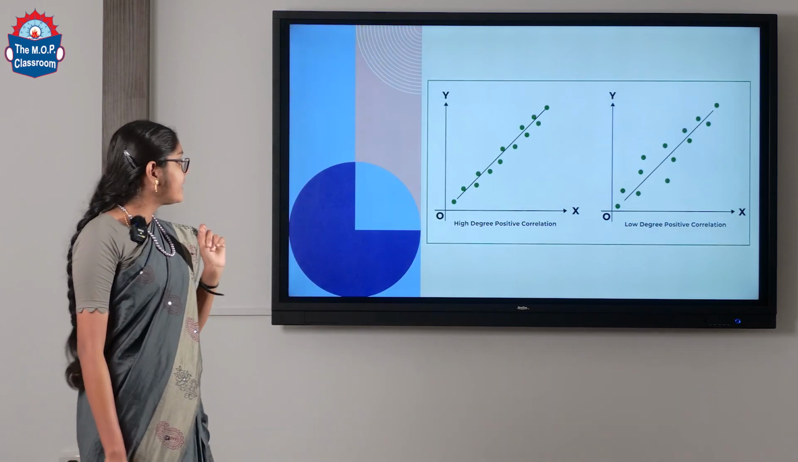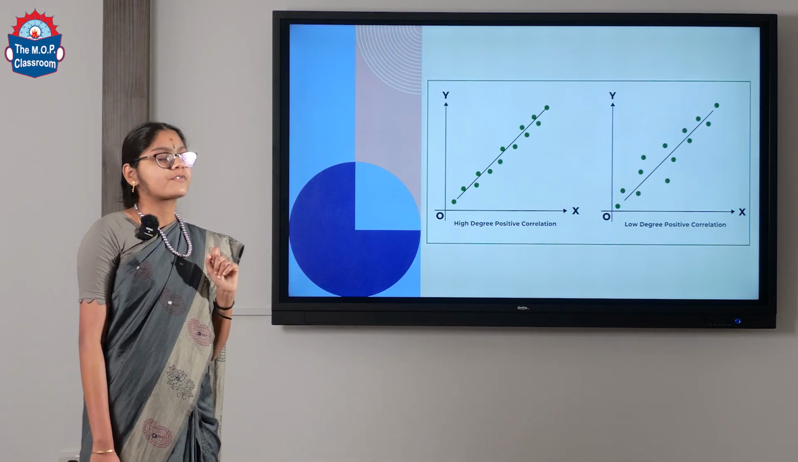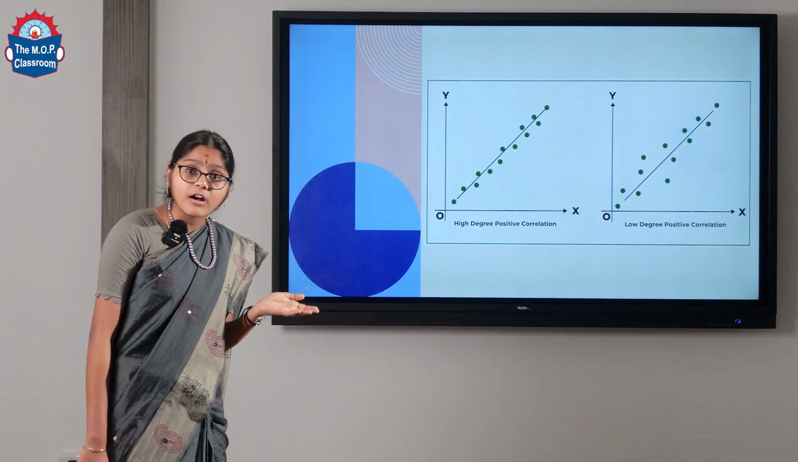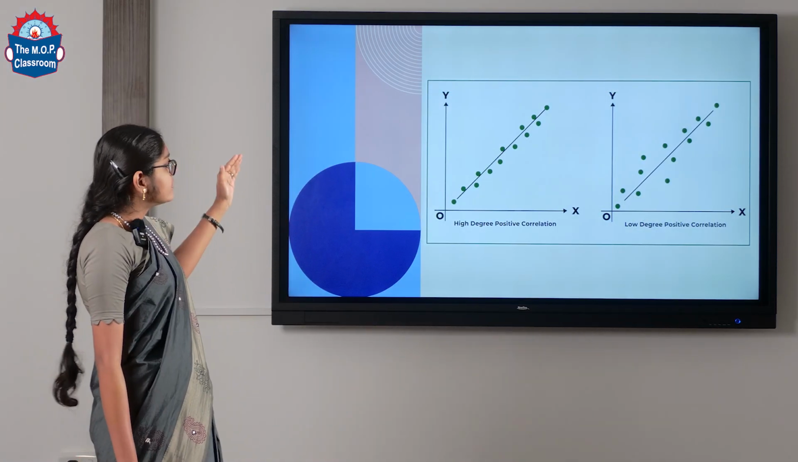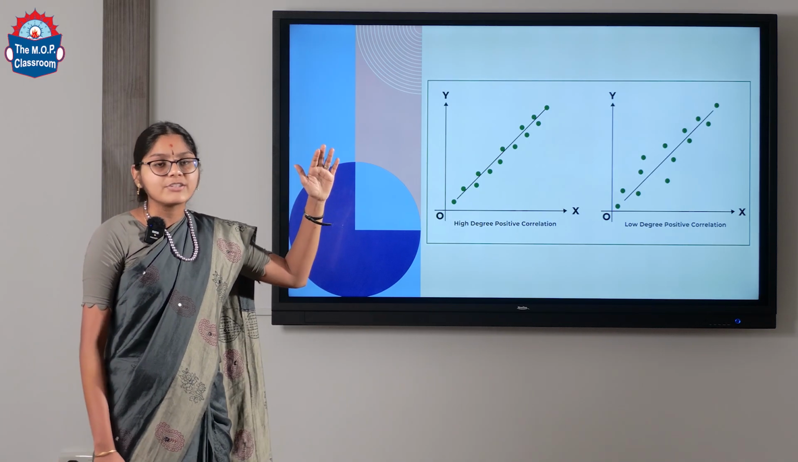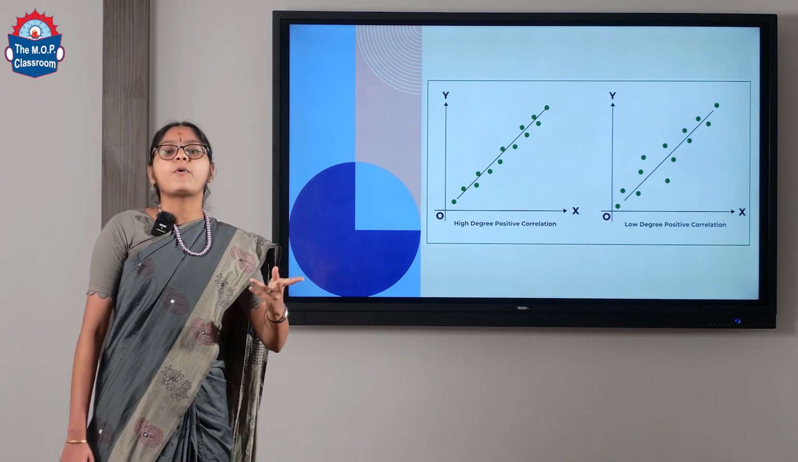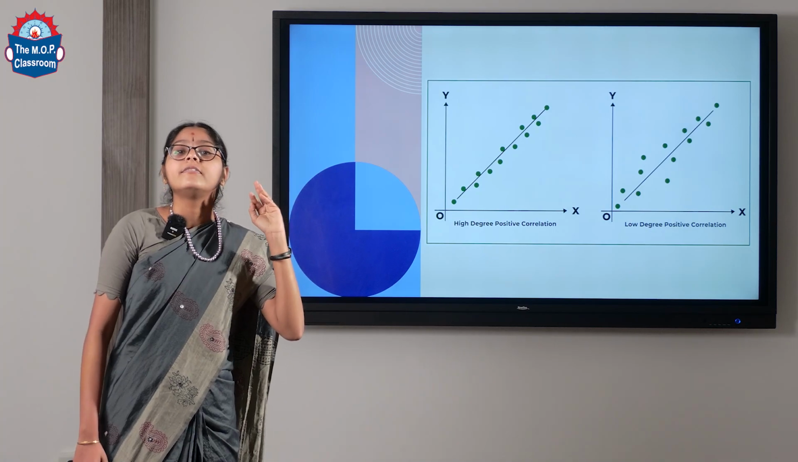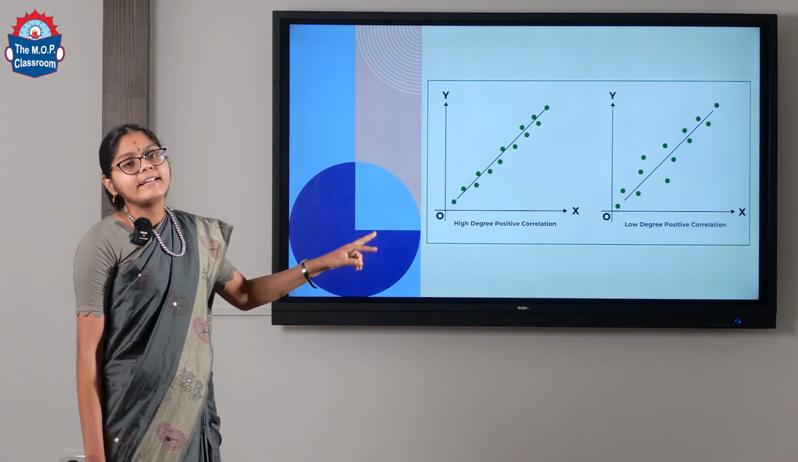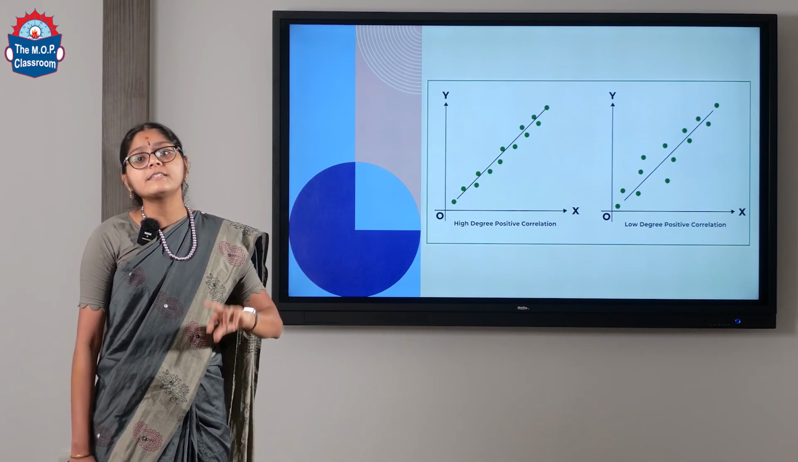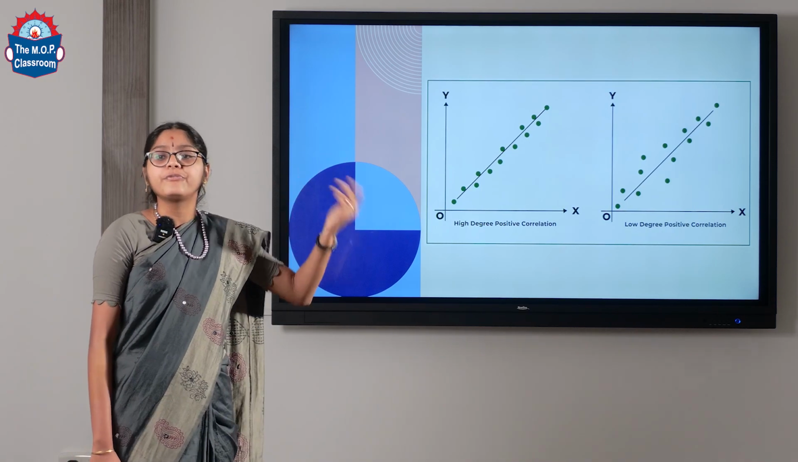Next is high degree positive correlation. This is high degree positive correlation and that is low degree positive correlation. What can you infer from the graph? If you observe the graph clearly, you will see that the high degree positive correlation is flatter in nature, whereas the low degree positive correlation is steeper, which means it is positively correlated but not that deep. So you can identify whether there is a high or low correlation between the variables based upon the graph that you have fitted.